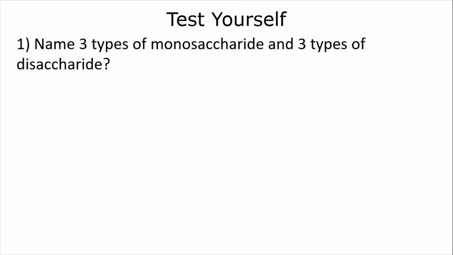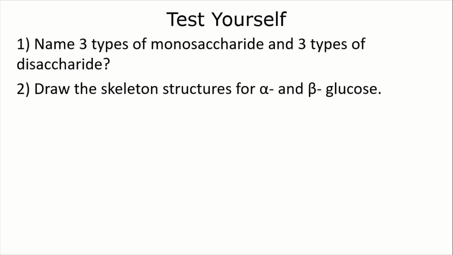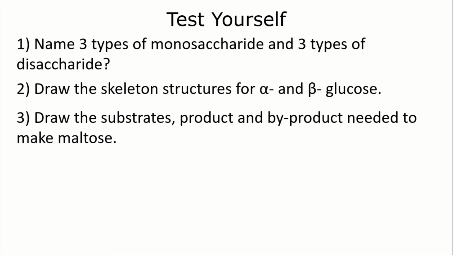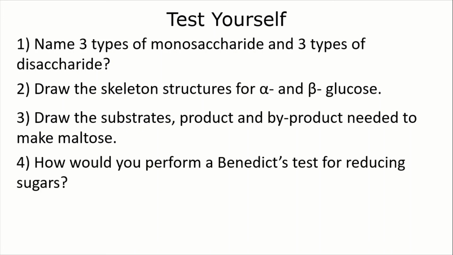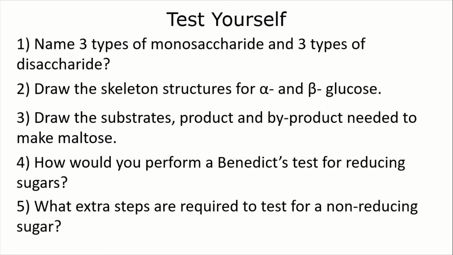Name 3 types of monosaccharide and 3 types of disaccharide. Draw the skeleton structures for alpha and beta glucose. Draw the substrates, product and byproduct needed to make maltose. Describe how you'd perform a Benedict's test for reducing sugars. What extra steps are required to test for a non-reducing sugar?